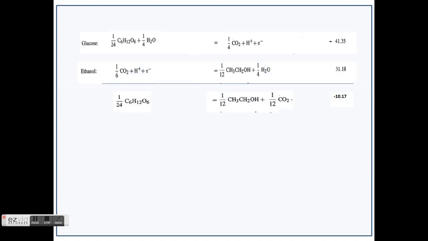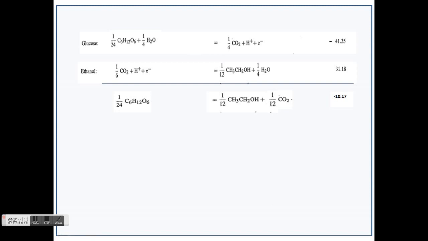I've changed the position. Glucose is now on the left hand side and it's producing electrons, and we have this as an oxidation reaction. We have this as a reduction reaction. This is our electron donor, donating electrons. This is our electron acceptor, accepting electrons. And then we can add them up to have our overall reaction.